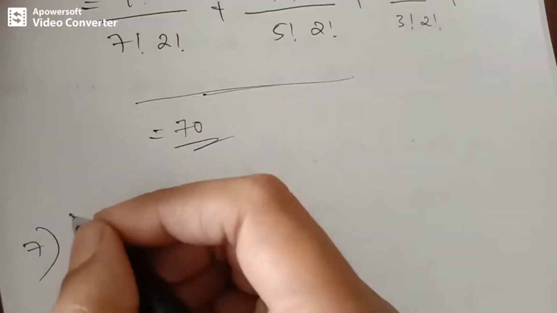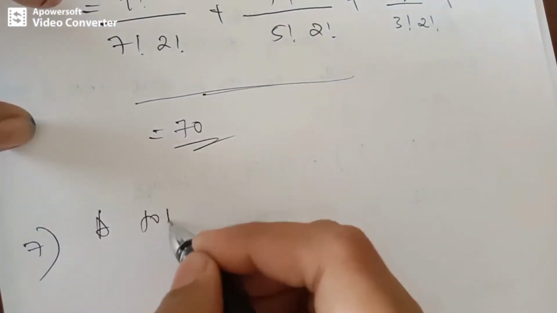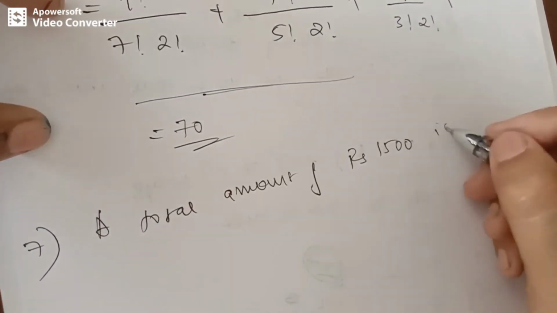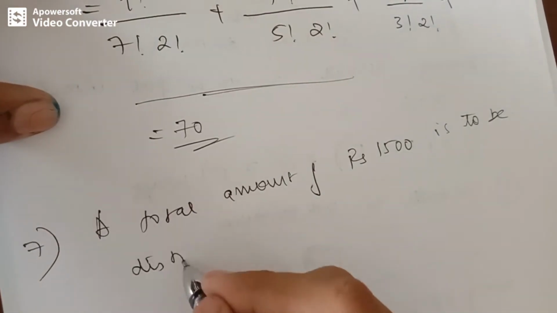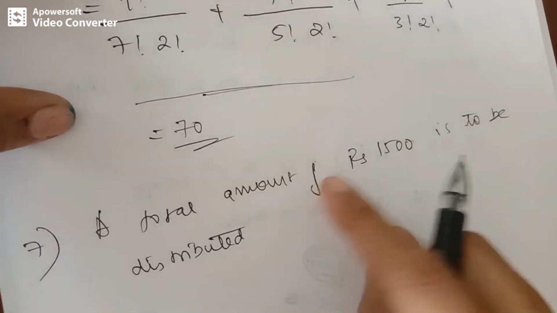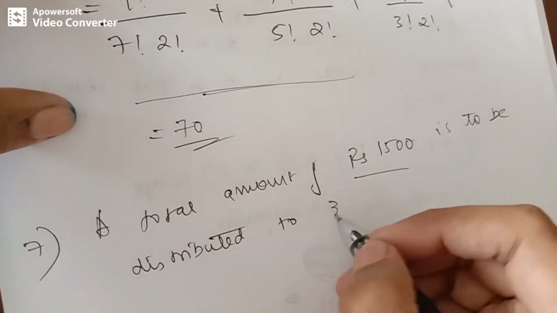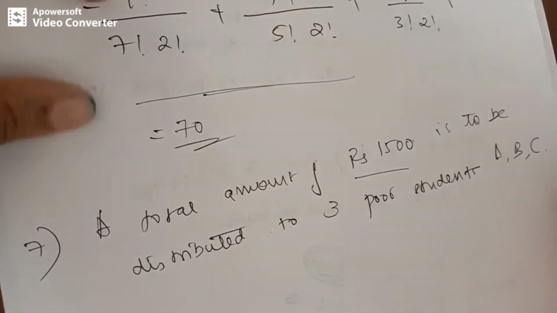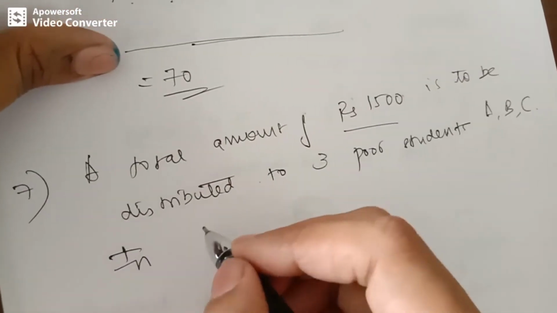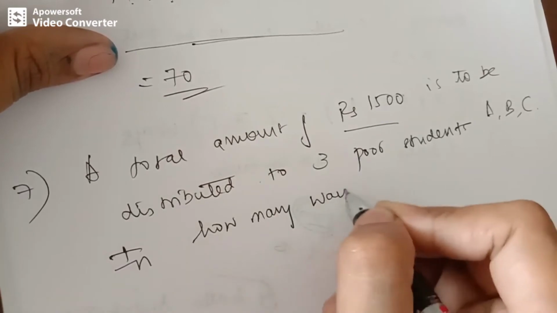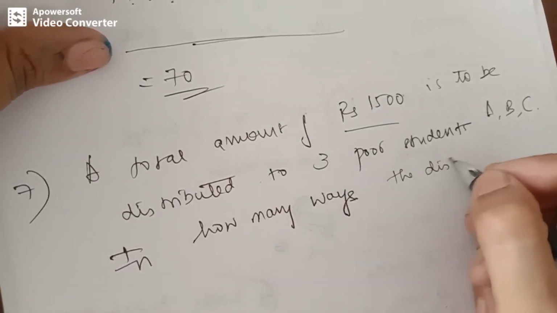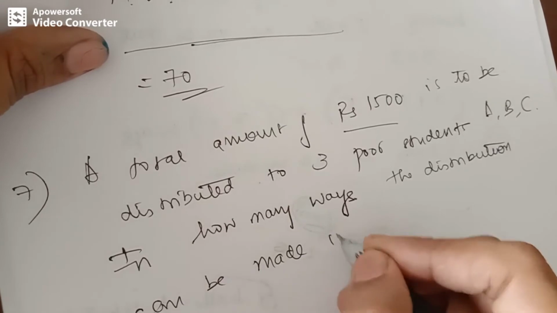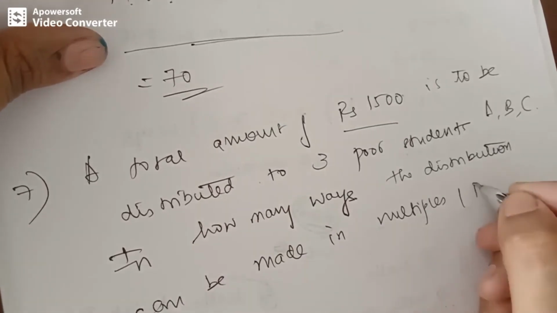And let's see the next problem wherein a total amount of rupees 1500 is to be distributed to 3 poor students A, B, C, and they have asked you to find out in how many ways the distribution can be made in multiples of 100. You have to distribute in multiples of rupees 100.